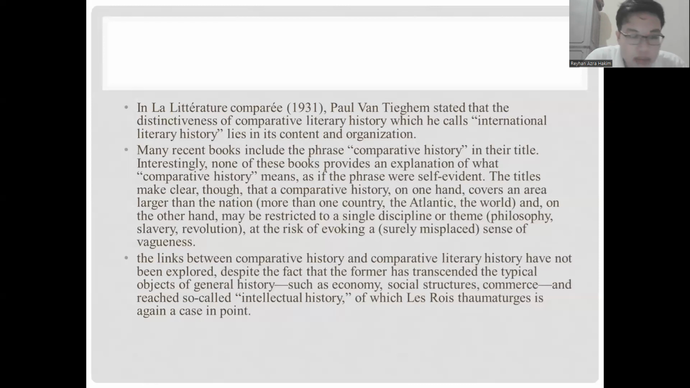The links between comparative history and comparative literary history have not been explored, despite the fact that the former has transcended the typical objects of general history, such as economy, social structures, and commerce, and reached so-called intellectual history, of which Les Rois thaumaturges is again a case in point.